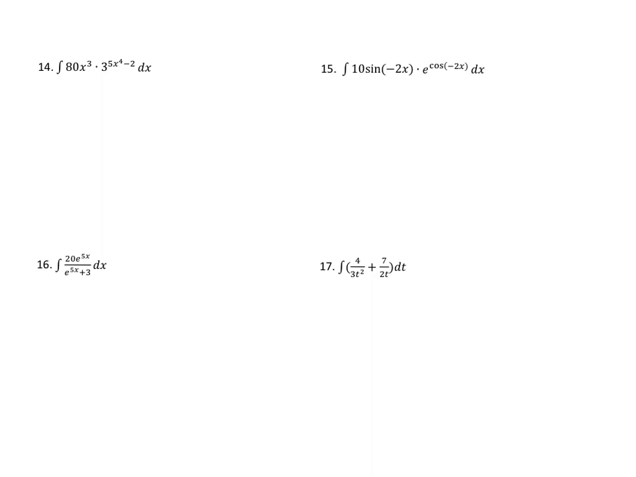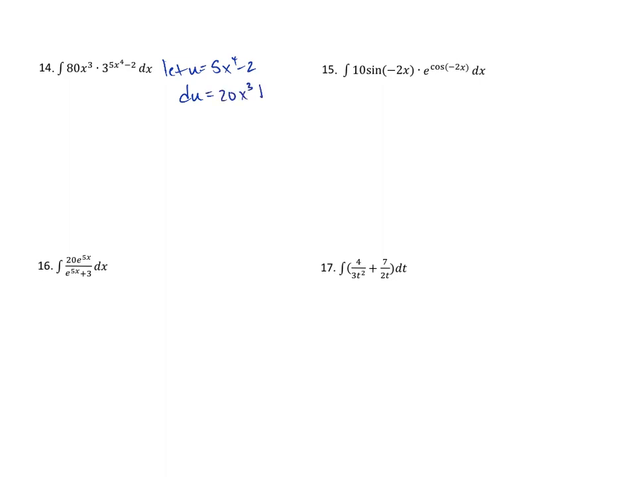Let's let u equal that 5x to the fourth minus 2. That one seems the most complex to me. So let u equal 5x to the fourth minus 2, which would put du at 20x cubed dx. So du over 20x cubed is dx.